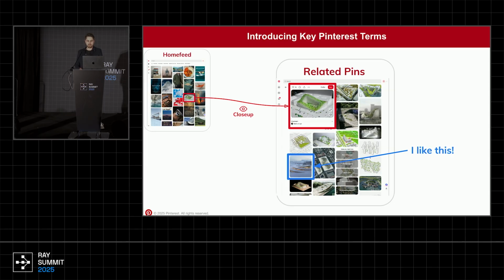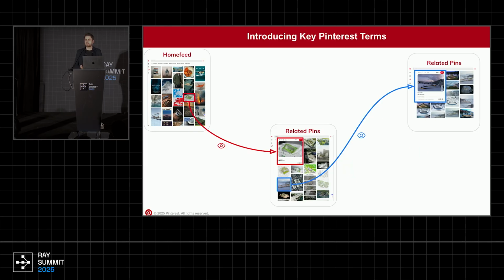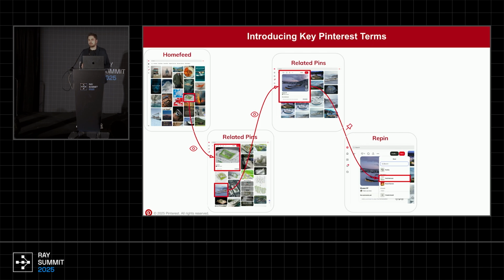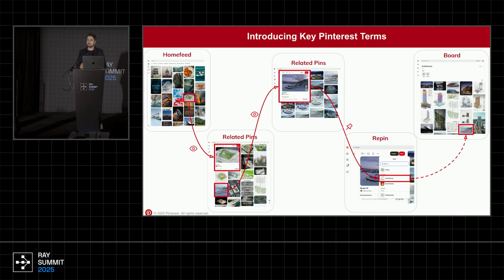This is a beautiful BRK Engels architecture. So I close up on that one as well, which brings me to a related pin surface for this pin. And I still like this pin the most, so I would want to keep it somehow. So an action I can perform is called repin, which allows me to store this pin in one of my curated boards. A board is just a collection of pins. So I already have a board for architecture, so let's just put it there. Bam, and it's in the board. So every time I visit this board, I can also interact with this pin.